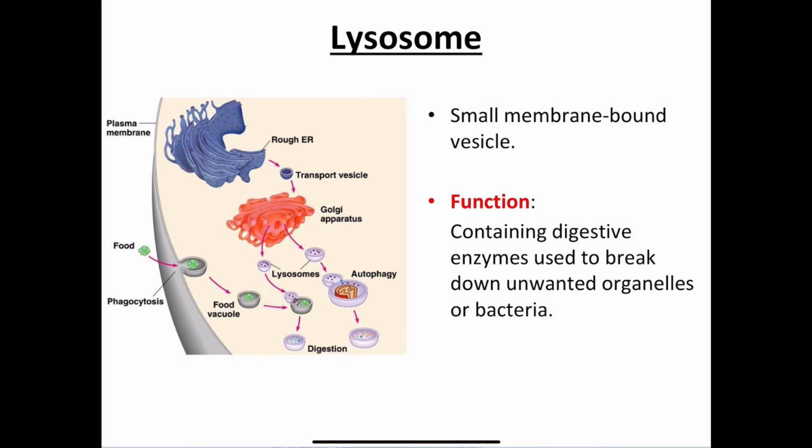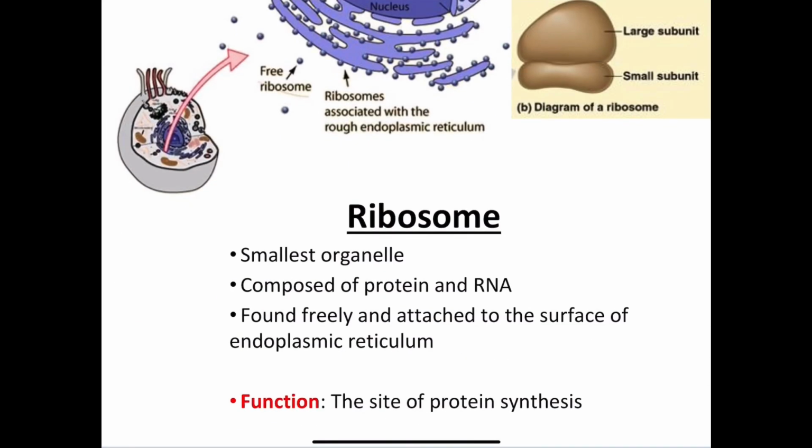Okay, so what is the function? It has digestive enzyme used to break down unwanted organelles ataupun bakteria. So kalau ada organelles yang rosak di dalam sel, di dalam animal cell, lysosom ini yang akan break down these organelles lah. Ataupun kalau sel itu ada bakteria, lysosom ini yang akan break down the bacteria. So lysosom kita jumpa di dalam animal cell sahaja.